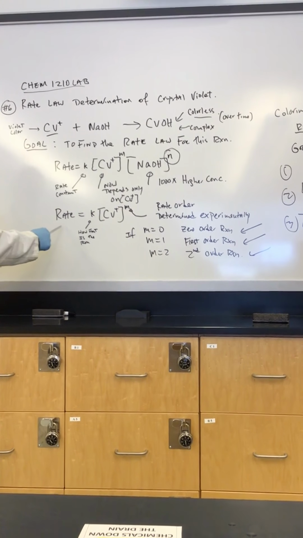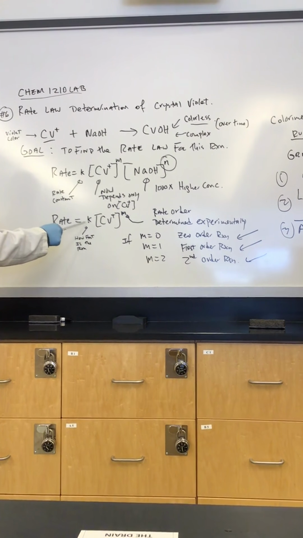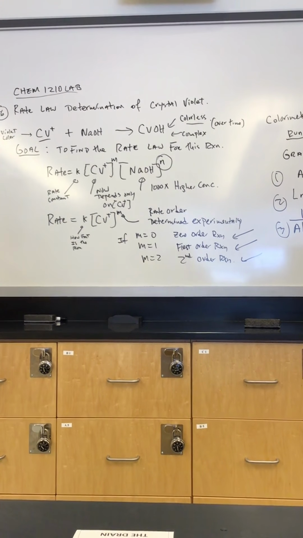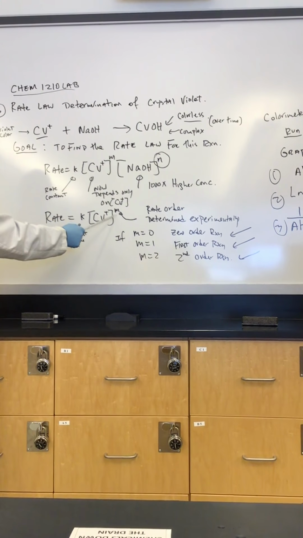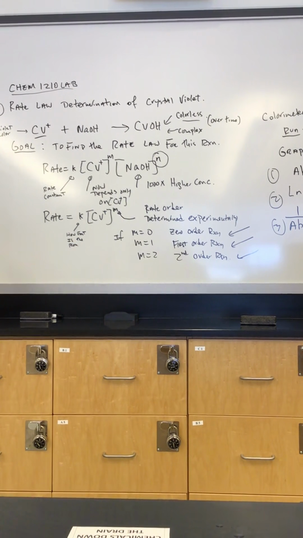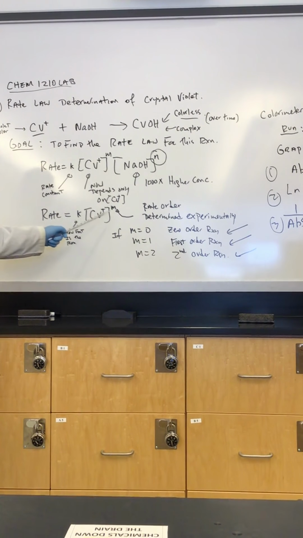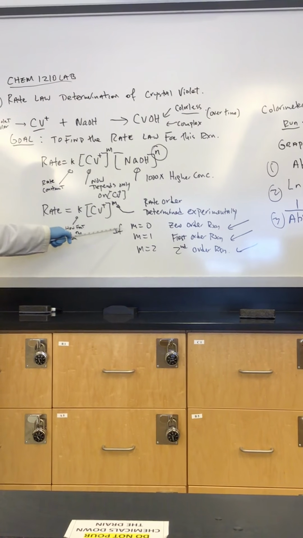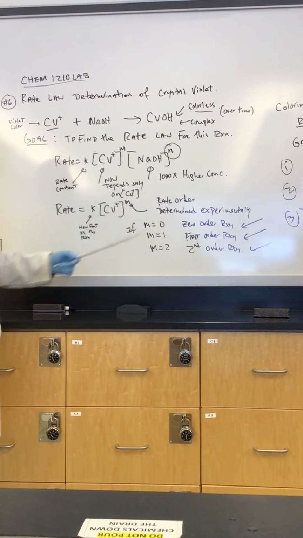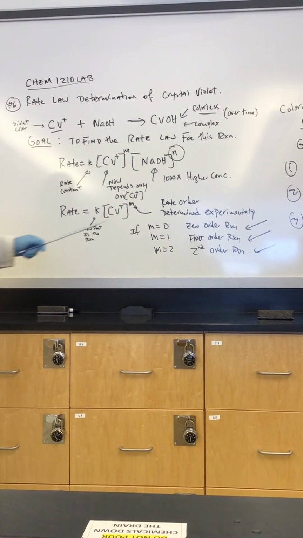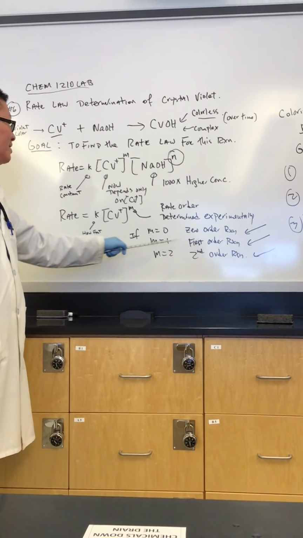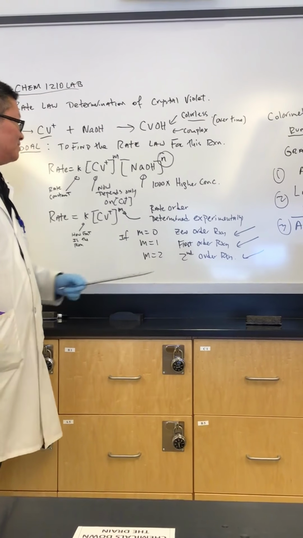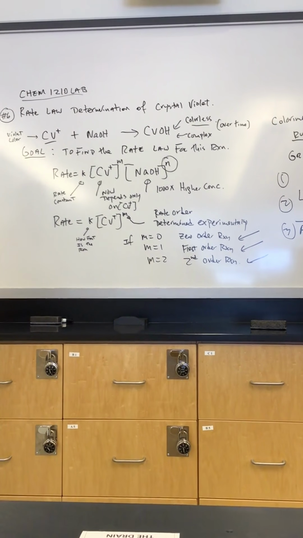And so our new rate law is: rate is equal to some rate constant times the concentration of CV raised to an exponent M, okay? Now M can only be determined experimentally, okay? If M is equal to 0, we have a 0 order reaction. If M is equal to 1, we have a first order reaction. And if M is equal to 2, we have a second order reaction.